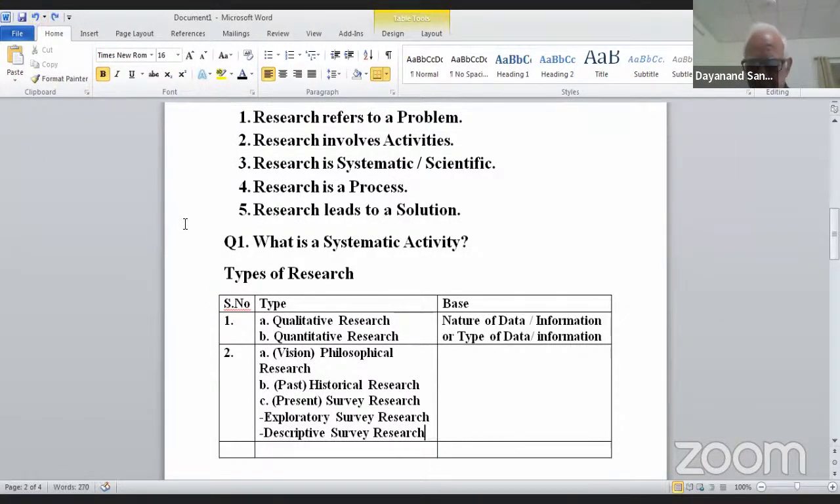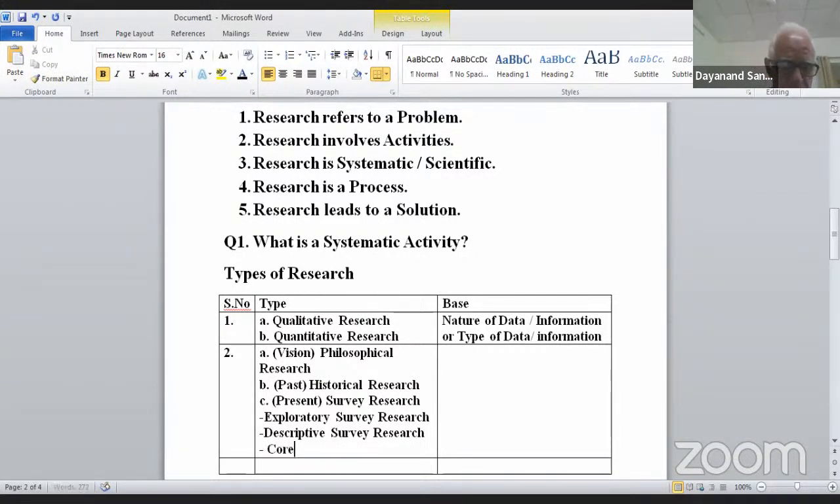Then another one is called correlational survey. Actually, the word should have been relationship survey, because relationship is a general word, correlation is a technical word, and there is another word which is association. So association and correlation are technical words, but in the books they have written correlational survey. So therefore I am telling you, otherwise it is relationship survey.